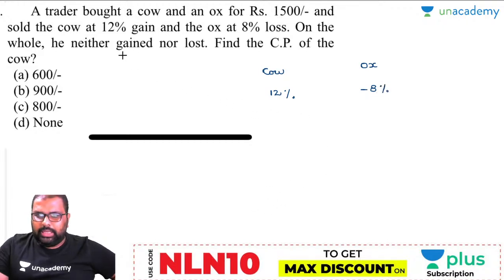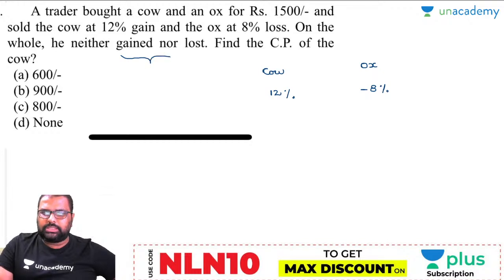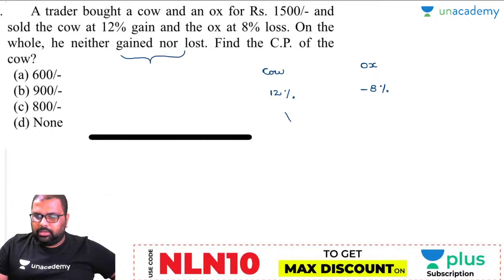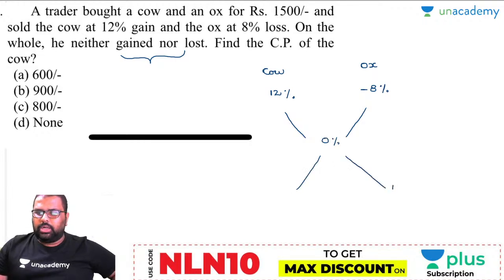On the whole, he neither gained nor lost, it seems. On overall, when he clubbed together at the end of the day, if you check, he didn't get profit or loss. By alligation rule, 12 minus 0 will be 12. So 0 minus of minus 8 will be 8. So at last the ratio will be 2:3. Am I right or wrong?